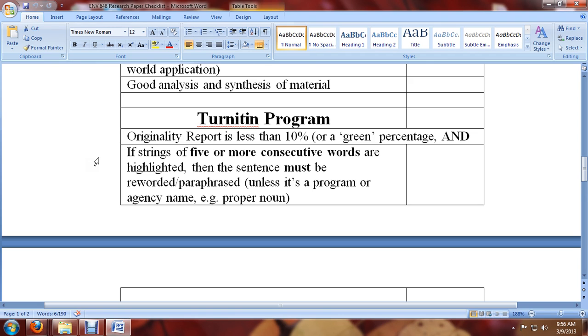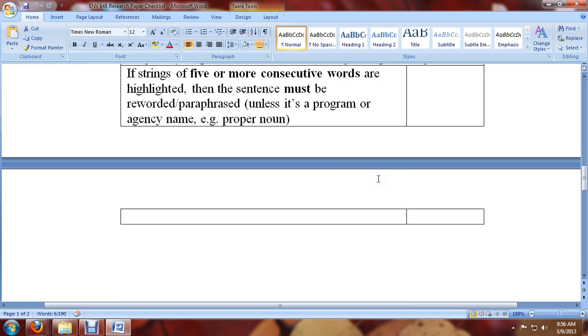So if you can't paraphrase it, quote it. But then again, if you have excessive quotes in your paper, that's also not a good thing. Unless it's a program or agency name, for example, the National Institute of Health or the Department of Energy.